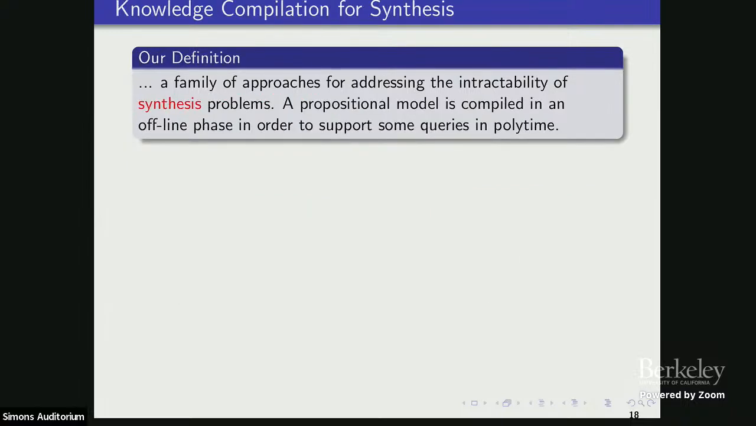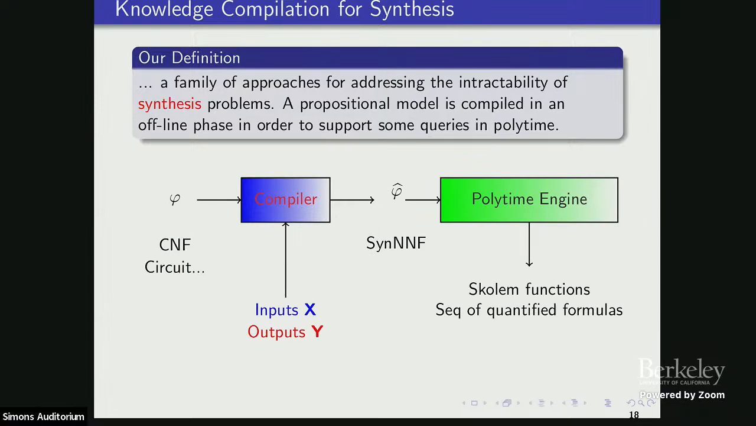So in our context, we would like the knowledge compilation for synthesis to be, once again, given a specification, which could be a CNF formula or a circuit. And then I also need to know what are the inputs and what are the outputs. Just the formula is not good enough. Then I want to get some compiled form, which we call the synthesis negation normal form, such that I can then synthesize Skolem functions. I can do a sequence of quantifier eliminations in polynomial time in the size of this. So this is the knowledge compilation problem for synthesis.